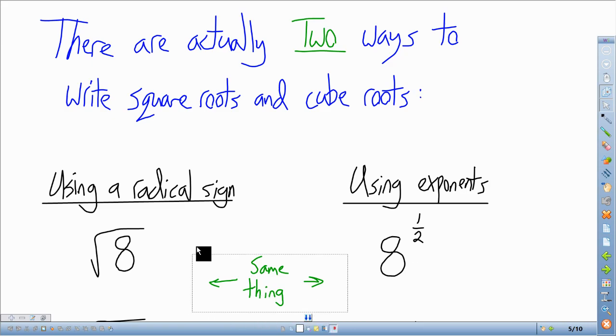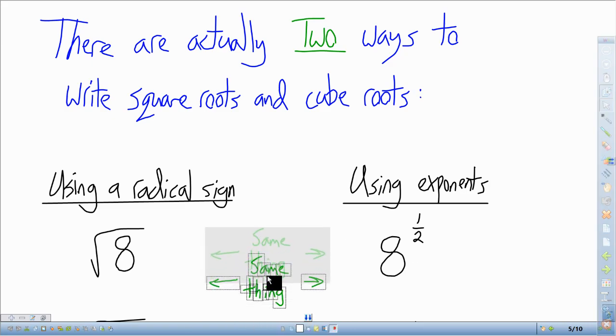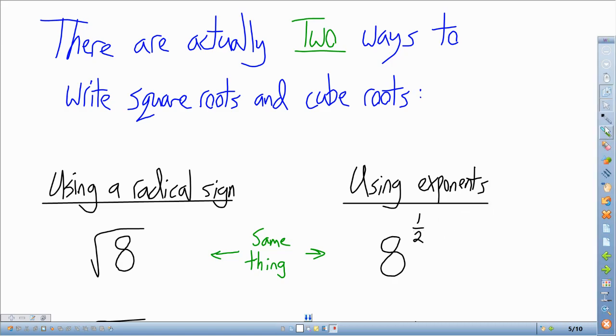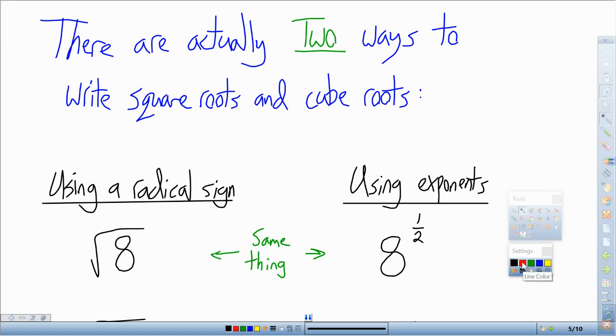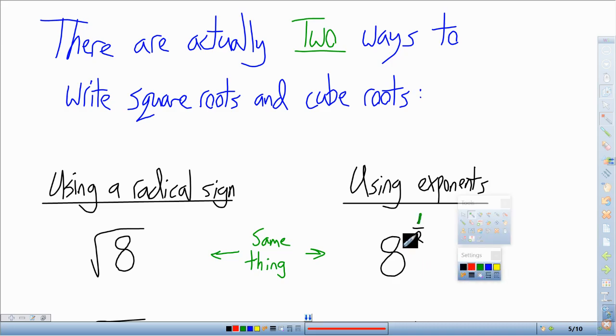And here's the big point I want to make. These two things, the square root of 8 and 8 to the power of 1/2, are the same thing. They're the same number. They represent the same thing. And here's what I want you to maybe realize. If you have colored pencils or markers, let's kind of highlight these numbers. Let's say this one is green and this 2 is red. Here's the reason why we're going to do this.